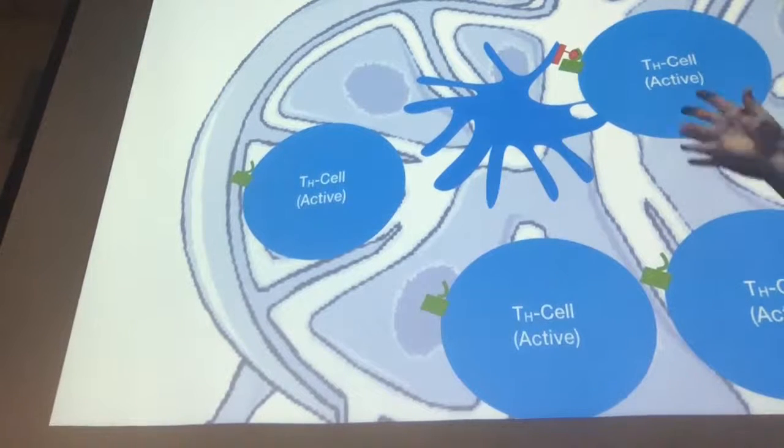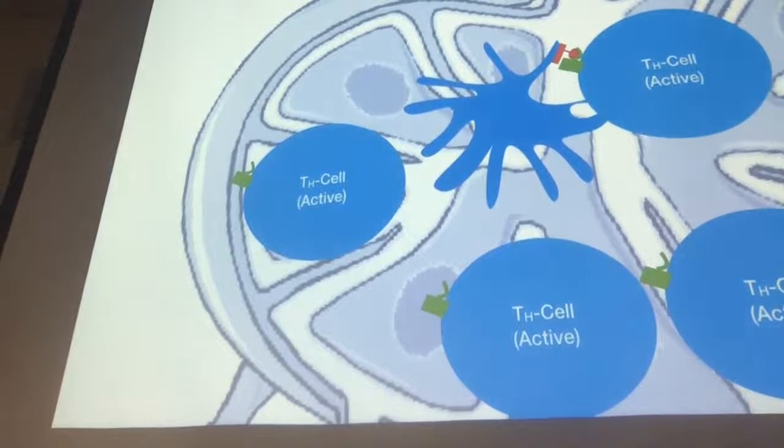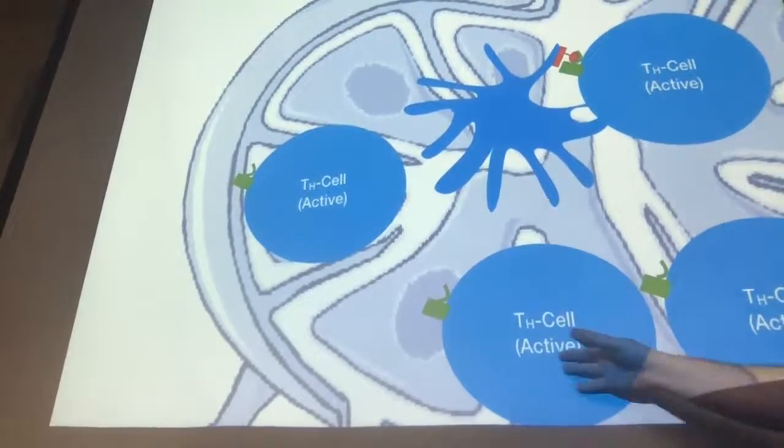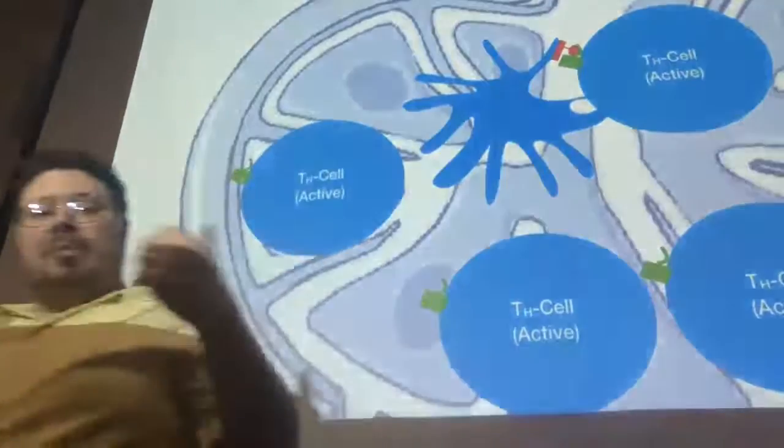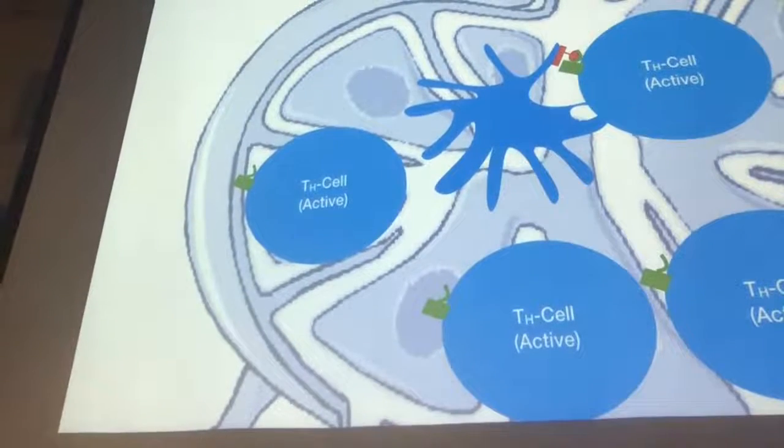Right. So now that the T cell is active, it's going to replicate a whole bunch. It's going to make a whole bunch of copies of itself, and they're going to go from this lymph node out to all the rest of the body.